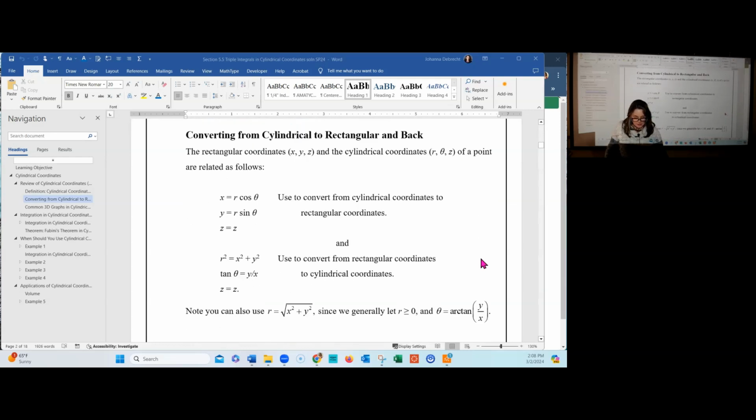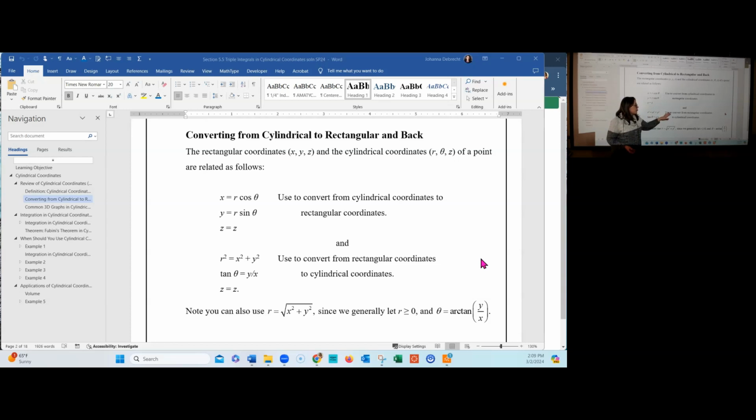We have formulas to help us convert from cylindrical coordinates to rectangular coordinates and vice versa. If we want to convert from cylindrical coordinates back into rectangular, remember that we have the equations x equals r cosine theta, y equals r sine theta, and z, of course, just stays z.